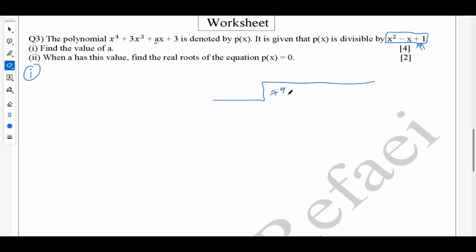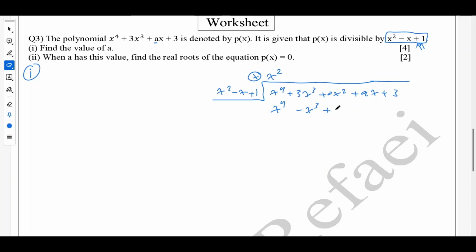X to the power 4 plus 3x cubed plus 0x squared. I may use it, I may not use it. Plus ax plus 3, divided by x squared minus x plus 1. Long division: x to the power 4 divided by x squared, it will be x squared. X to the power 4 minus x cubed minus 0, 4x cubed minus x squared plus ax plus 3.